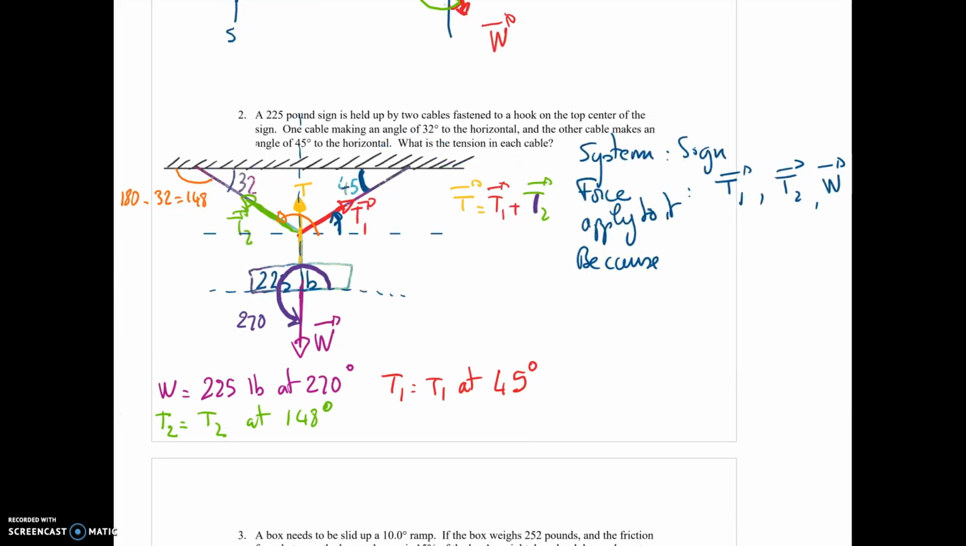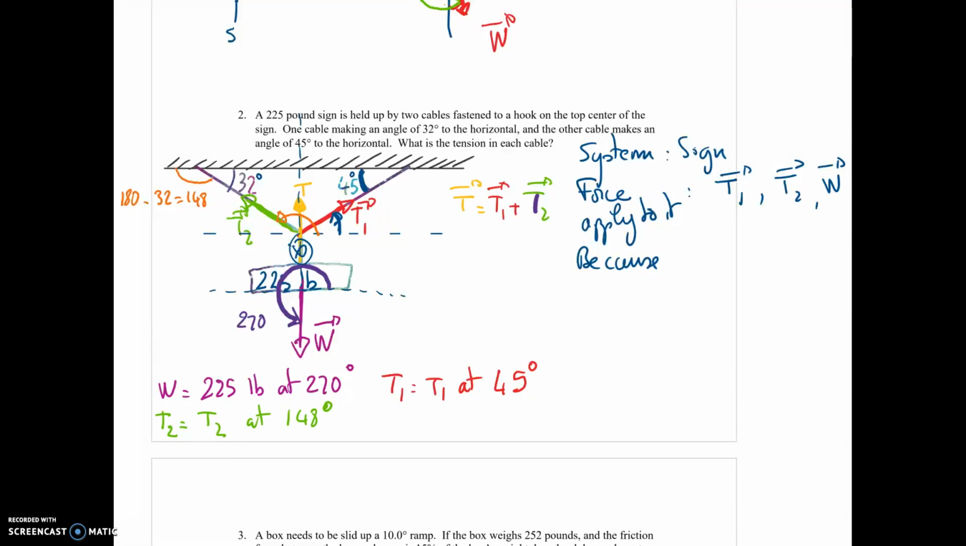All right, guys, so we have a 225-pound sign held up with two cables fastened with a hook on the top center of the sign. So right there, this is where you have the hook. The hook is right here, okay? Let's call that the hook. One cable making an angle of 32 degrees, right here, the other 45 degrees. And the question is, what is the tension in each cable, okay?